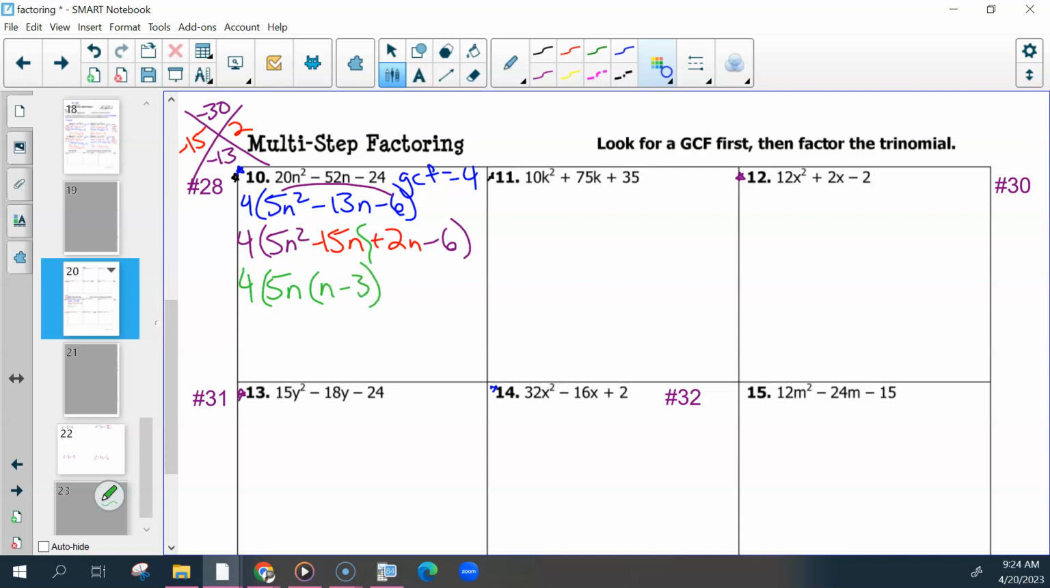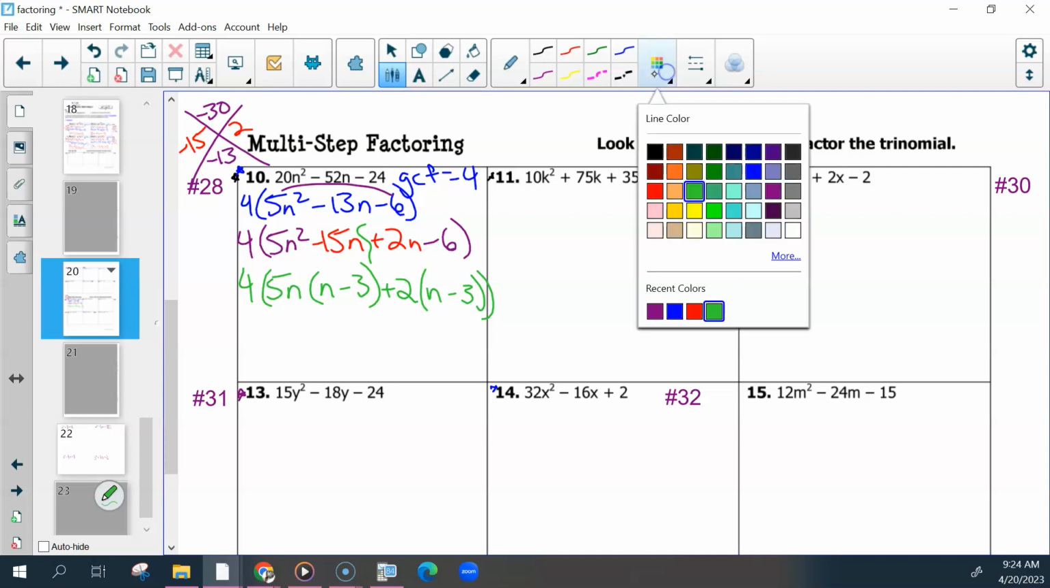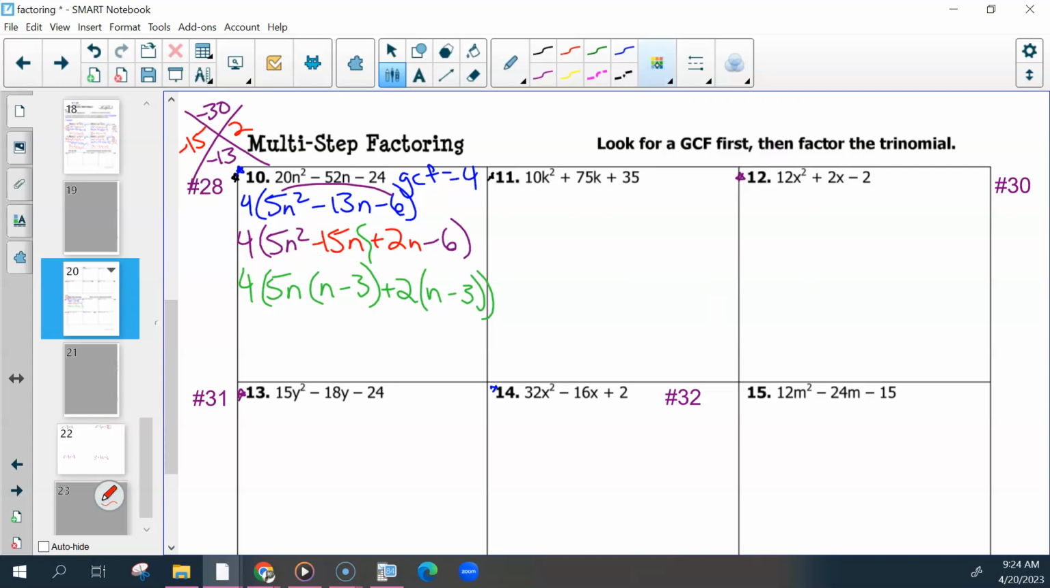What could we divide out of these last two? 2, positive 2, so plus 2. And what would be left? Minus, not 2, but 3. There we go. And then when we go to write our final answers, we're going to write the 4. And then still your outside, so 5n plus 2, and your insides.